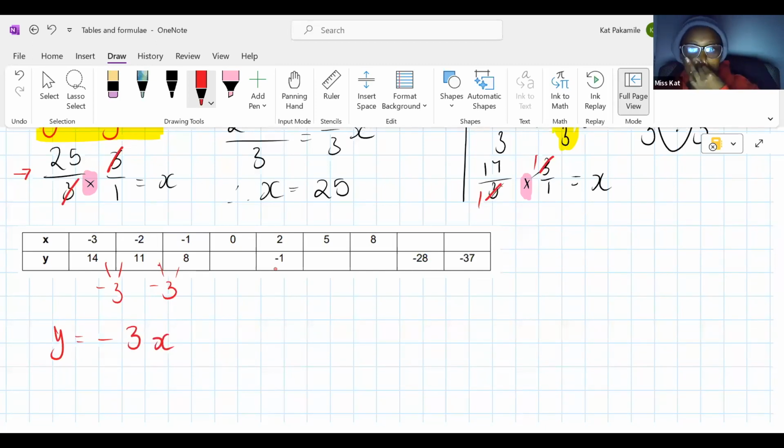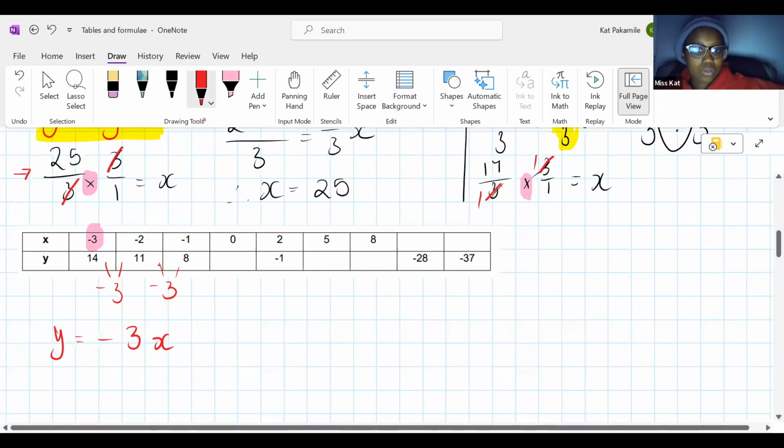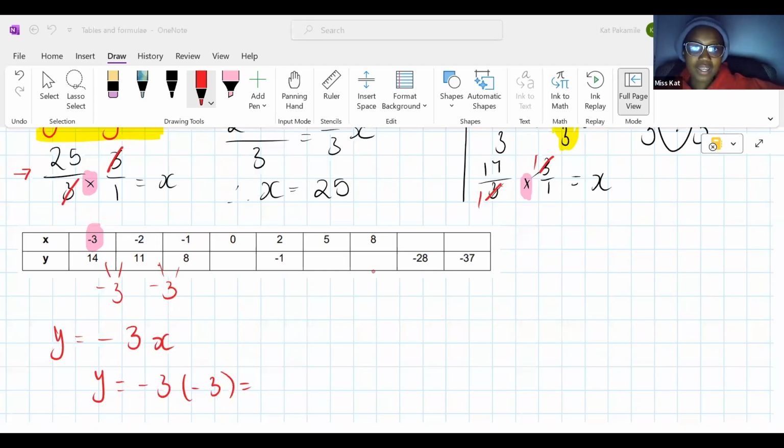Let's test, what do we have to add or subtract to get our output? I want to test it with -3. If I say y is equal to -3 times -3, how much is that going to give me? -3 times -3. It's going to give me a 9.